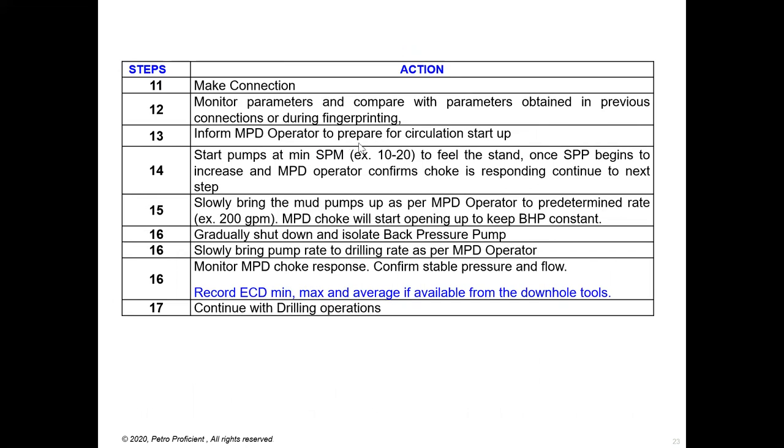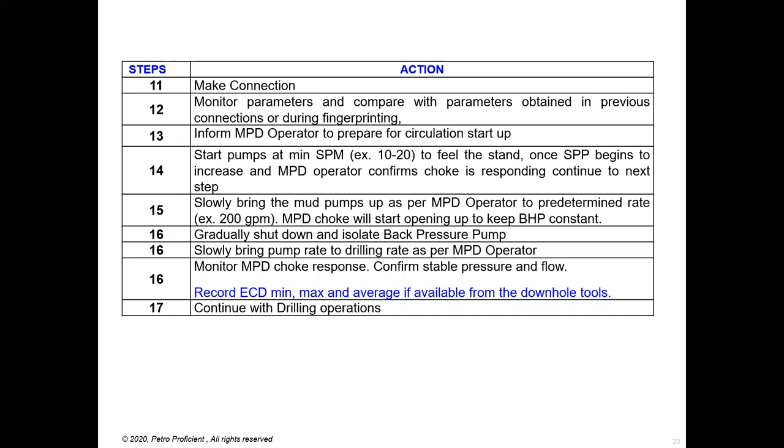Inform the MPD operator to prepare for circulation startup. Start pumps at a minimum of 100 SPM, slowly, and monitor your standpipe pressure. Then the MPD operator confirms that the choke is responding. Continue to the next step. Slowly bring your mud pumps up, as per the MPD operator, to 200 GPM. Remember, 200 GPM was the minimum circulating rate required for the chokes to function.